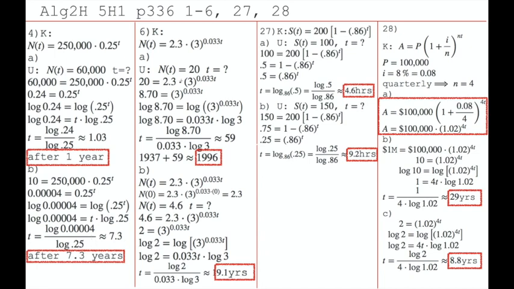Next, problem number 6. They give you a formula. The output is 20. Same thing. You put 20 on the outside, and then undo this multiplication by dividing. Take the log of both sides so that you have this, and then an exponent inside the log becomes multiplication outside the log. Dividing both sides to get t all by itself, you get this, and that's about 59. 1937 plus 59 years is 1996.